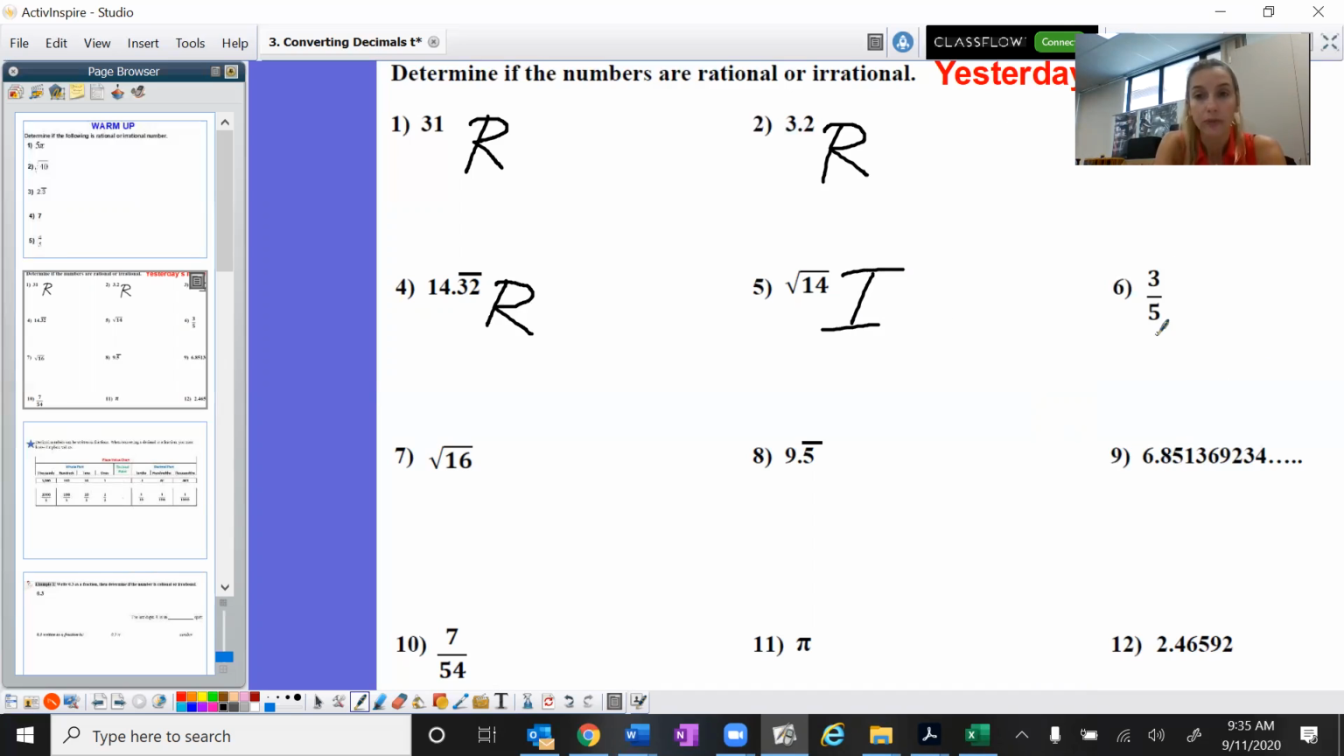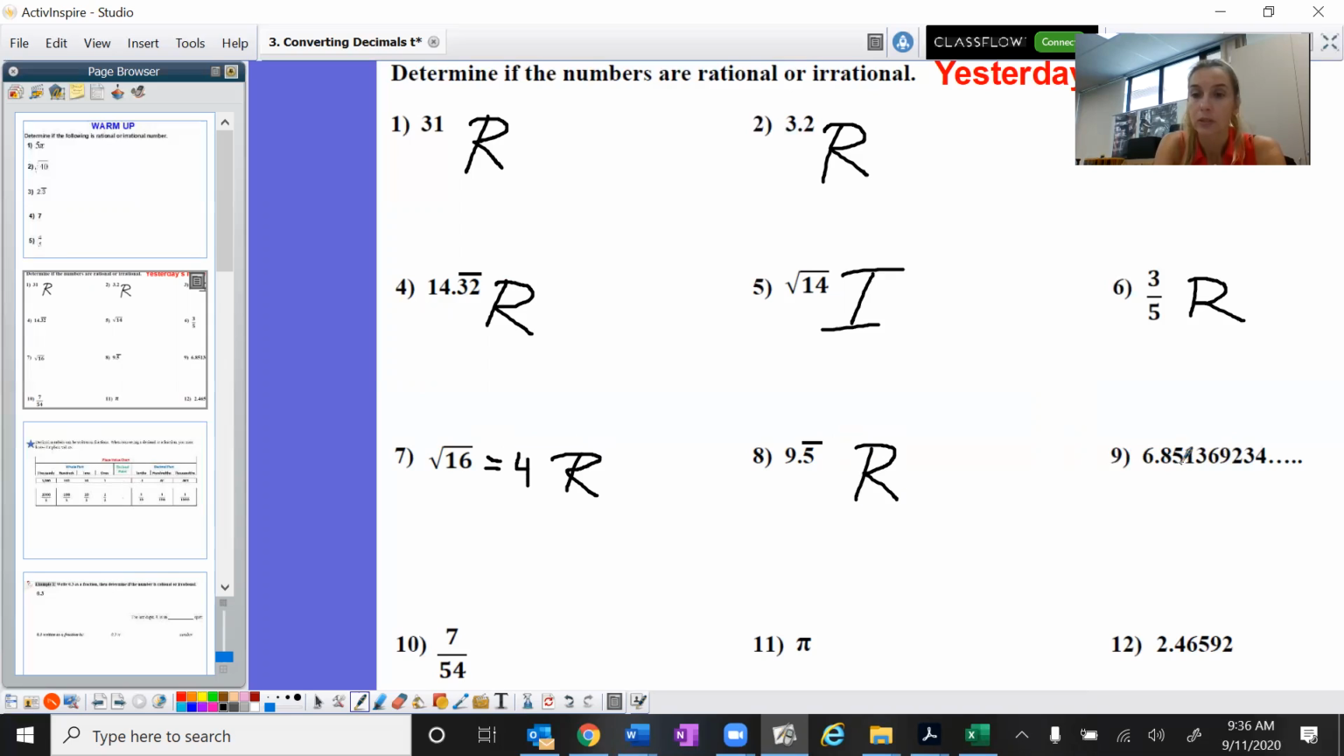3/5. 3/5 is a fraction, and we said fractions are rational. Square root of 16, if you put that in your calculator, you will get 4. And 4 is rational. 9.5, the 5 is repeating. If it repeats, I know what number comes next. So it's acting very rationally.